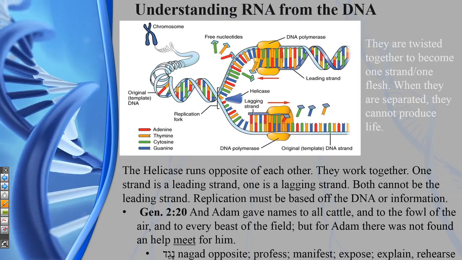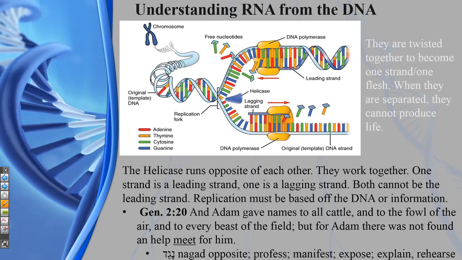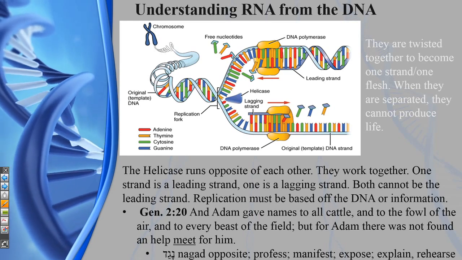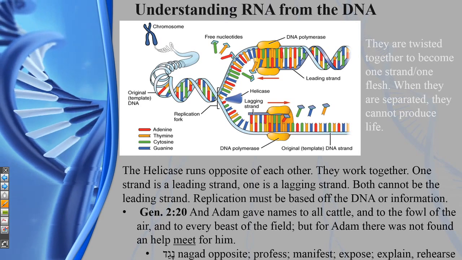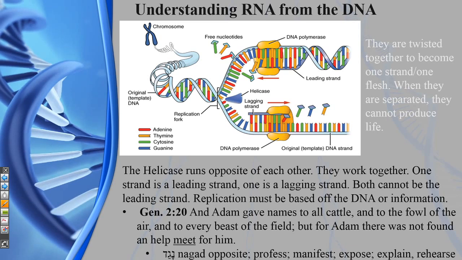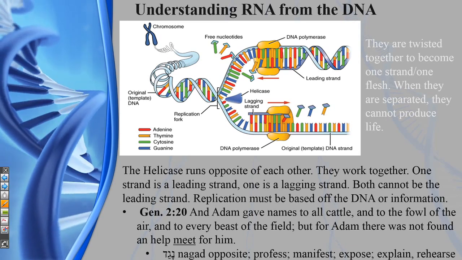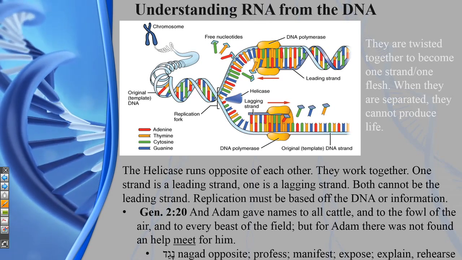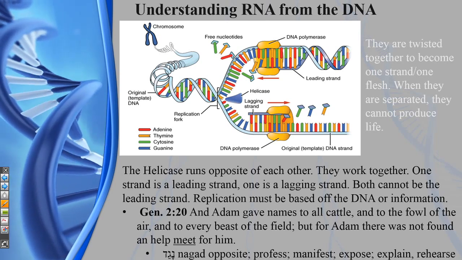The word there is nagad, or as they would say, neged. It literally means someone that is opposite. Okay? It means someone that professes, someone that manifests, someone that exposes, someone that explains, someone that rehearses. So why would the Father need a woman that's the opposite of the man, so to speak, in this particular? And it doesn't mean opposite in a bad way. So we'll talk about that later on. But why would he make a woman like this, a nagad? Why would that?